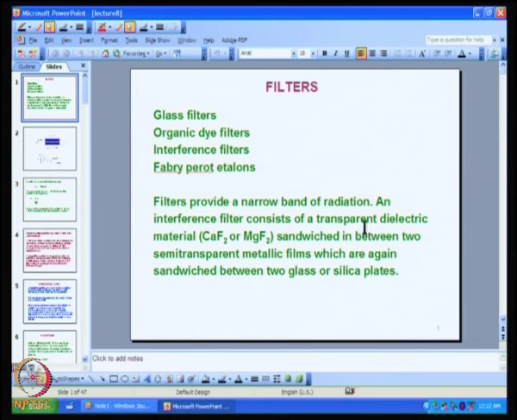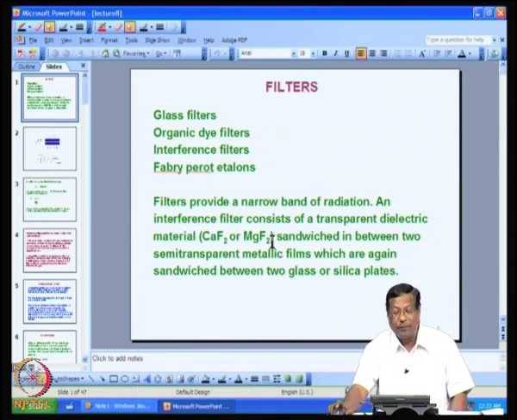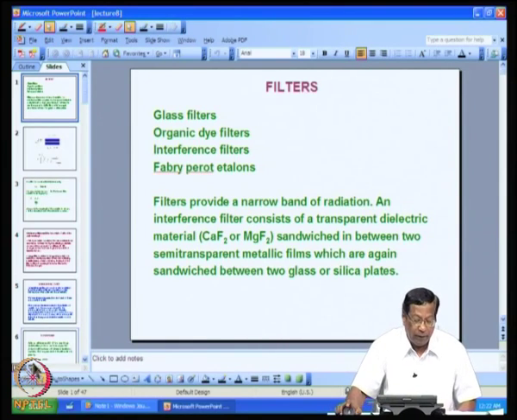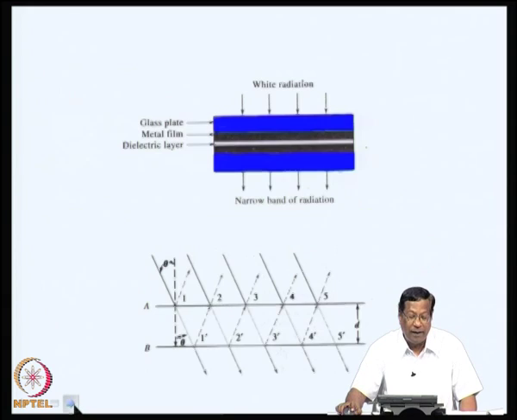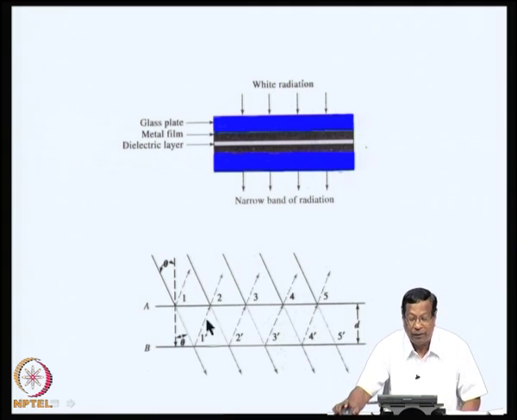It consists of a transparent dielectric material, for example, calcium fluoride or magnesium fluoride, sandwiched between two semi-transparent metallic films, which are again sandwiched between two glass or silica plates. Now, it is essentially the same like what I showed you earlier. These are the glass plates and this is a metal film, this black one, and there is a dielectric layer of calcium fluoride or magnesium fluoride, and a narrow band of radiation will be coming out of this. And this works on the constructive interference and destructive interference like this. We have discussed these things in the interaction of matter with radiation.